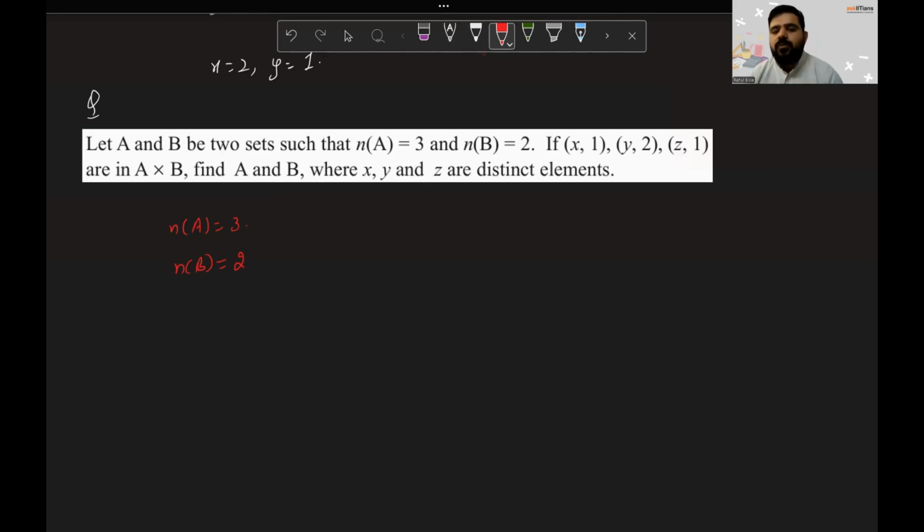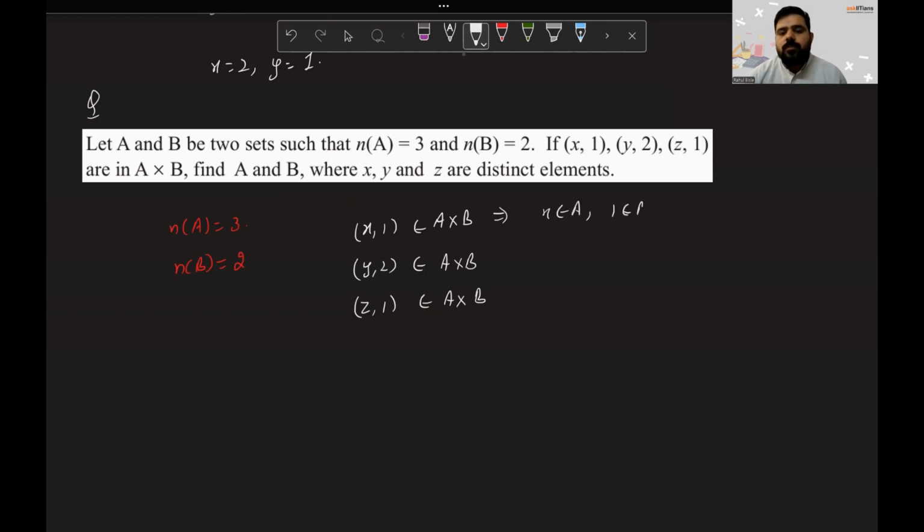Right? If (x, 1), (y, 2), (z, 1) are in A cross B, what exactly are they trying to say? (x, 1) belongs to A cross B, (y, 2) belongs to A cross B, and (z, 1) belongs to A cross B. If this is the meaning, that means x belongs to A, 1 belongs to B. This will simply mean that y belongs to A and 2 belongs to B. And this will simply mean that z belongs to A and 1 belongs to set B, because we are given that (x, 1), (y, 2) and (z, 1) belong to the cross product A cross B.